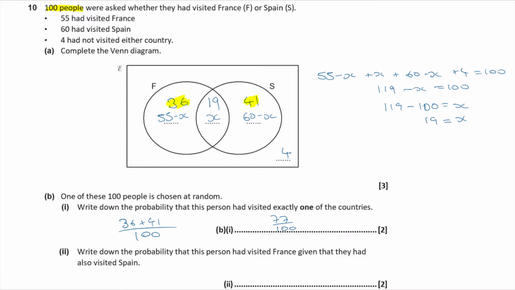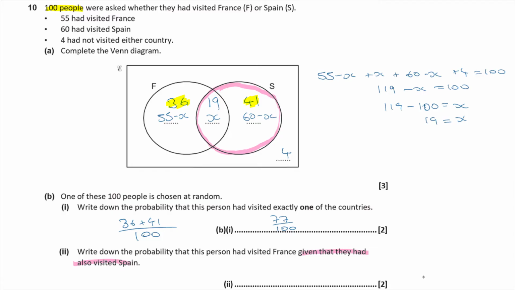Okay, and then write down the probability that this person has visited France, given that they also visited Spain. Right, so this is what we call conditional probability. It means given that they also visited Spain, we're now not picking from all 100 people. We're just picking from those people who went to Spain. So how many people went to Spain in total? There were 60.